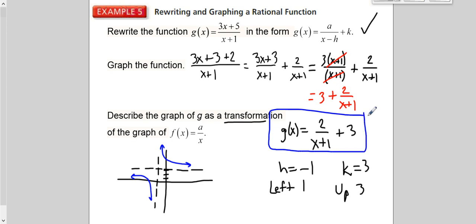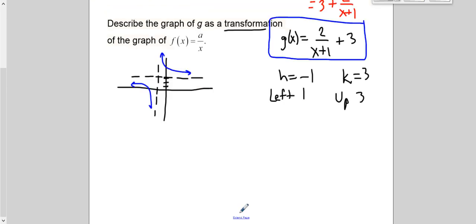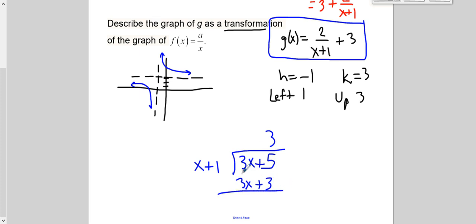And that's example 5. Now, if you're struggling to get this part, you could still divide 3x plus 5 divided by x plus 1. You could still do that. It's just not how they want you to do it. Where you divide this first term by this first term, 3x divided by x is 3. Multiply. Subtract, change the sign and circle it, change the sign and circle it. 5 minus 3 is 2.